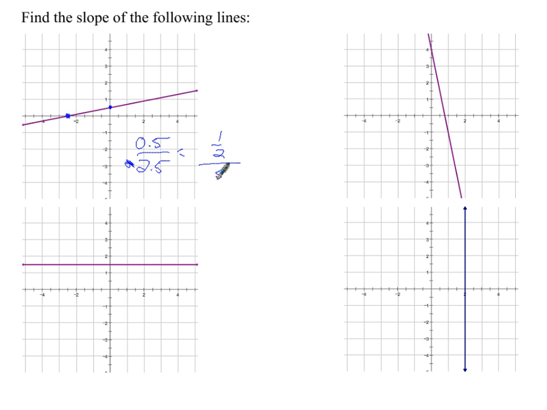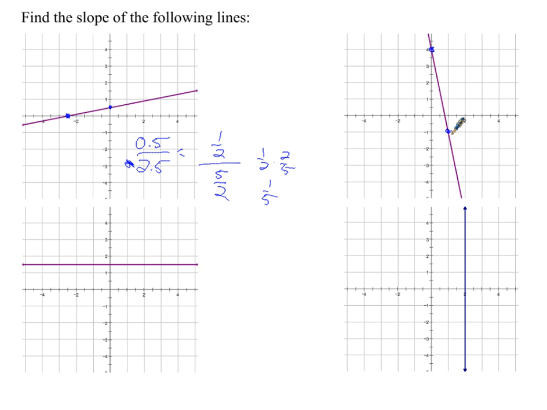(2.5) is 5/2. 1/2 times 2/5. So the slope is 1/5. Okay? On this one, hopefully it's a little bit easier. I got an easy point there, an easy point there. We can totally do rise over run.